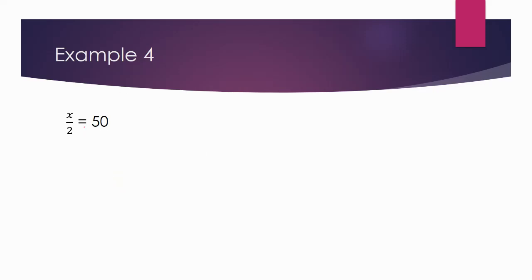And then there's another way we might see it written out. Be careful when you see this one, because it's saying x divided by 2 equals 50. So something divided by 2 is 50. So we've got x equals, and this time instead of divide we're going to multiply. So 50 multiplied by 2, so x equals 100. And if we think back, 100 divided by 2 equals 50.